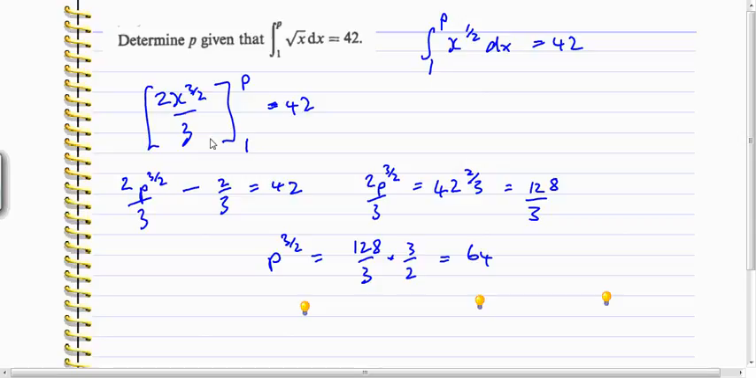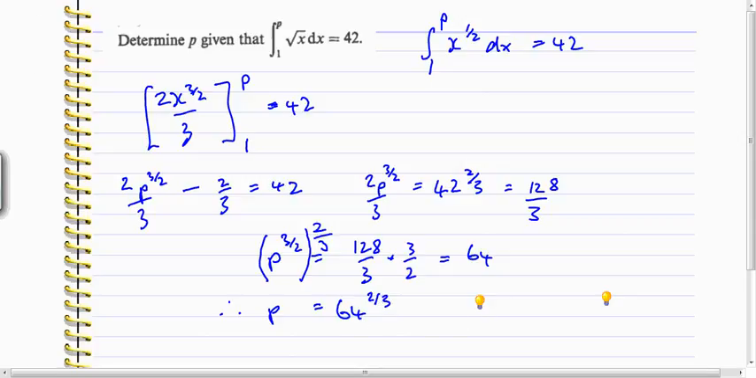Now, to get p, what we do next is raise both sides to the 2/3, because if I raise p to the 3/2, that whole thing to 2/3, that's going to get rid of the 3 over 2. So if I raise that to the power 2 over 3, that'll cancel out the 3 over 2 and just leave me a p, but I've got to do the same to the right hand side. Then 64 raised to the 2/3.